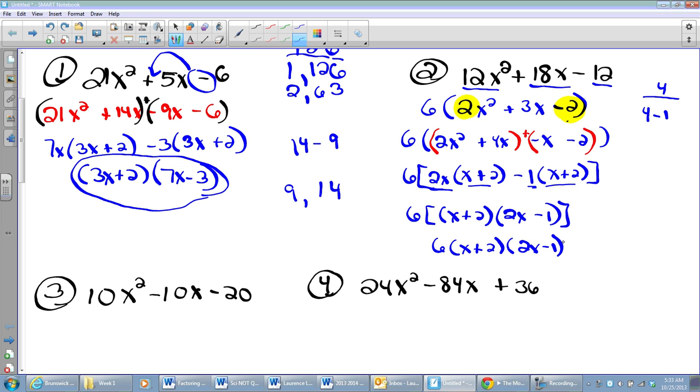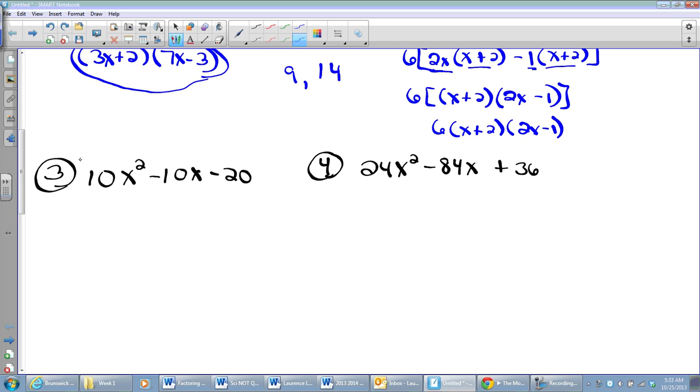So I GCF the trinomial first. You know what? It's just a smart idea to check for a GCF first. The other problems we've done didn't have one. Look at problem number 3. 10x squared minus 10x minus 20. I see a GCF. It's 10. I'm going to pull it out. Okay, I'll be left with x squared minus x minus 2. A lot easier to work with this than it is to work with that.